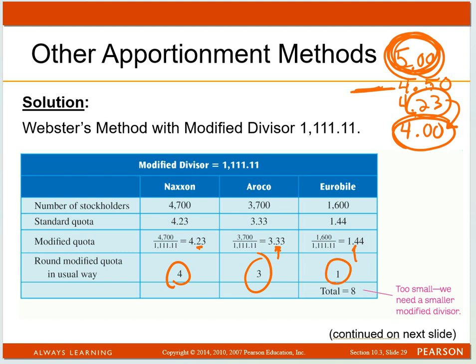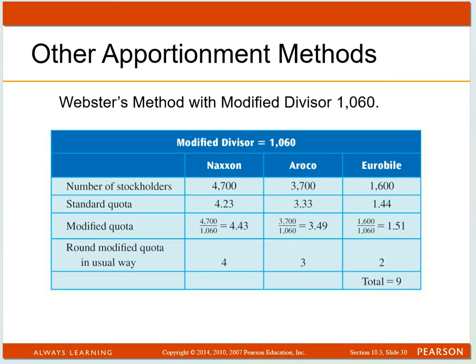Now here's the trick. Does he go up or does he go down? Well, right now, because it only adds up to 8, that is too small. He now needs a smaller modified divisor. So here's the next slide. What did he try? He's like, hey, let's try 1060.